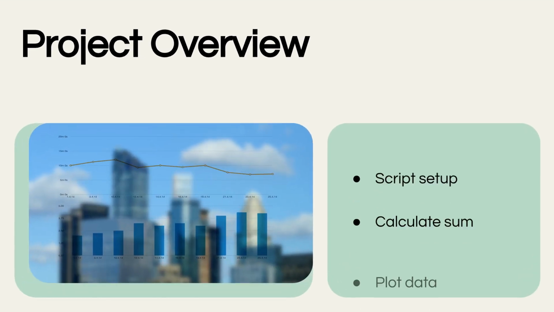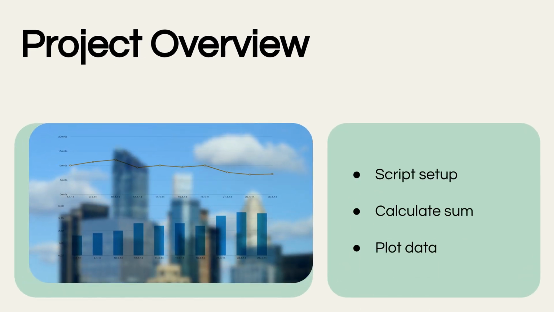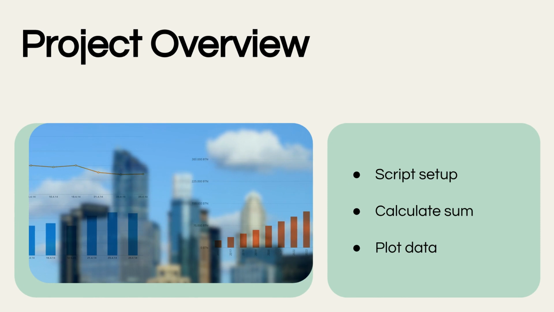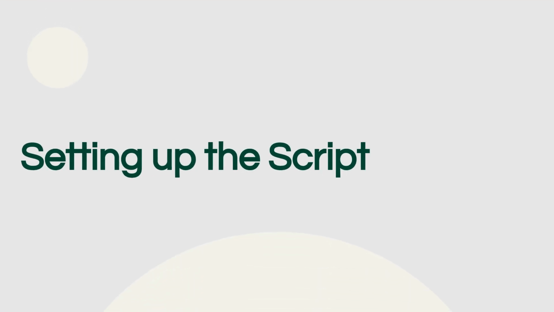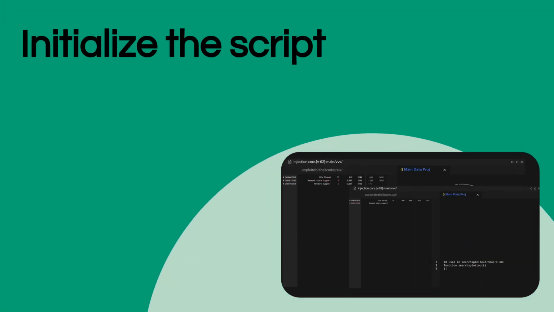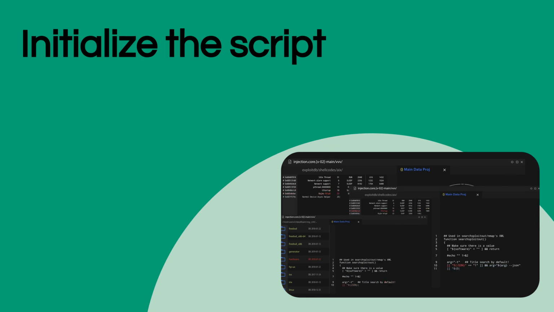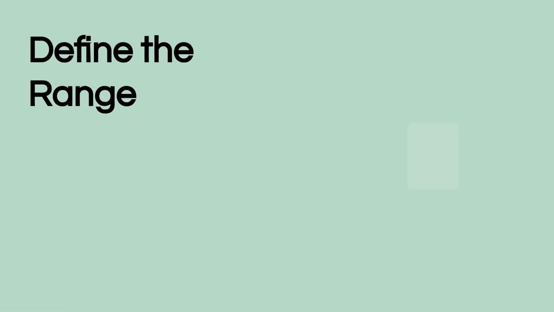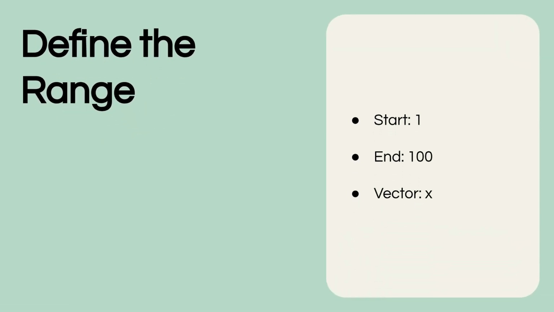Our project involves setting up a script, calculating a cumulative sum, and then visualizing that data with a plot. Let's begin by setting up our MATLAB script environment. First, clear your workspace and command window to ensure a clean start for your calculations. We'll define our range of numbers, specifically from 1 to 100, which we'll store in a vector called x.